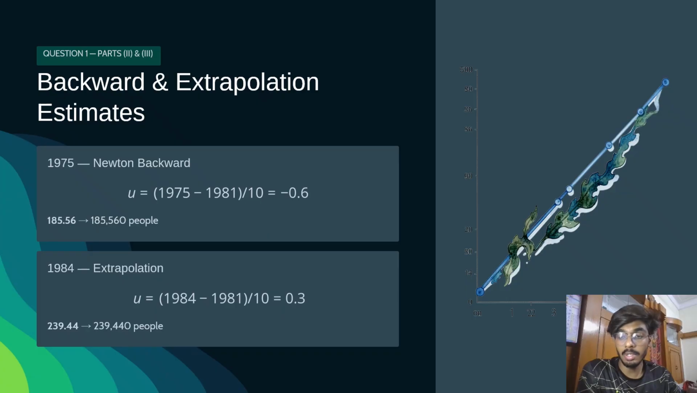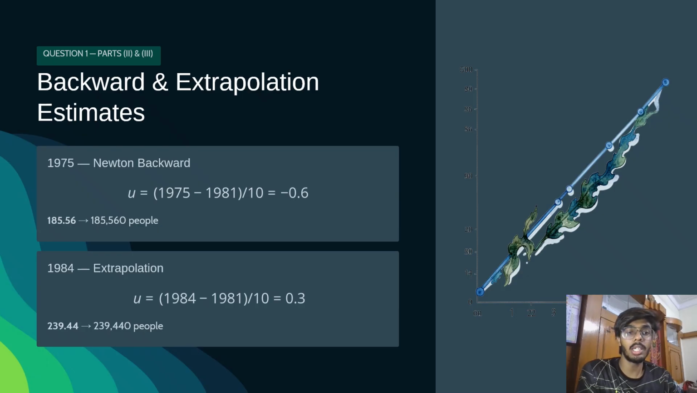By using the difference table and putting in the formula, we obtain the value 185.56, which is equal to 1,85,560 people. And using extrapolation, we take 1981 as the base for 1984 and compute the value of u, which is 0.3, and putting it in the equation, the result is 239.44.